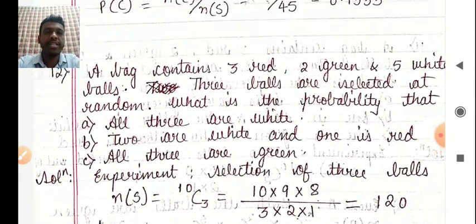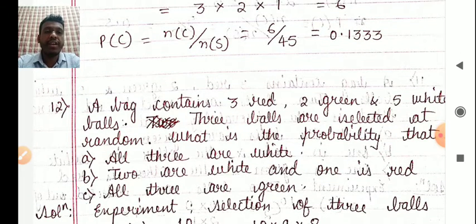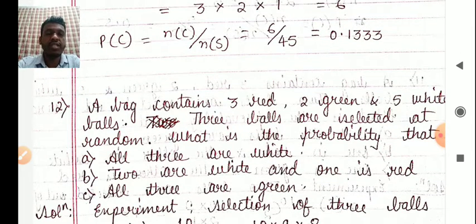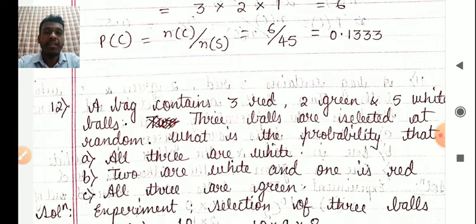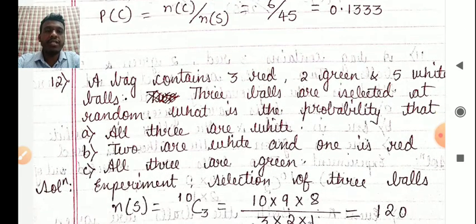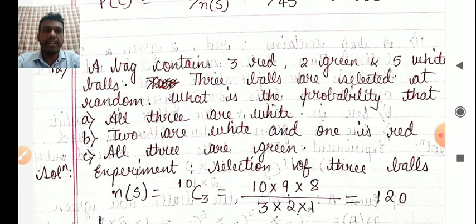Now the experiment is again the same thing, but here we are selecting 3 balls. Look at the solution here. Experiment: selection of 3 balls. So out of 10 balls we are selecting 3 balls. So 10C3. Okay, 10 into 9 into 8 divided by 3 into 2 into 1, which is equal to 120.